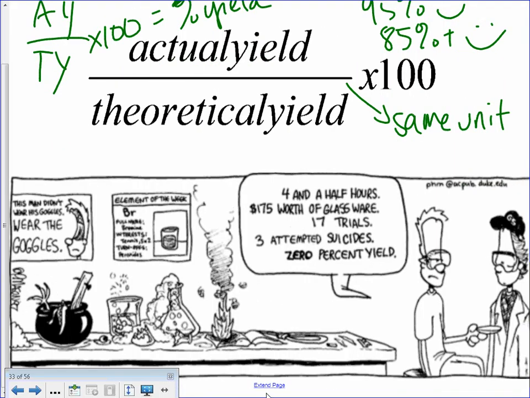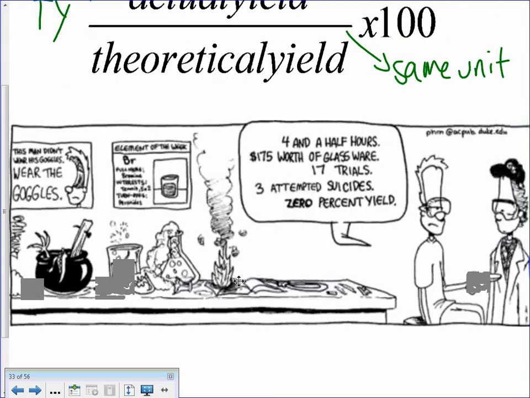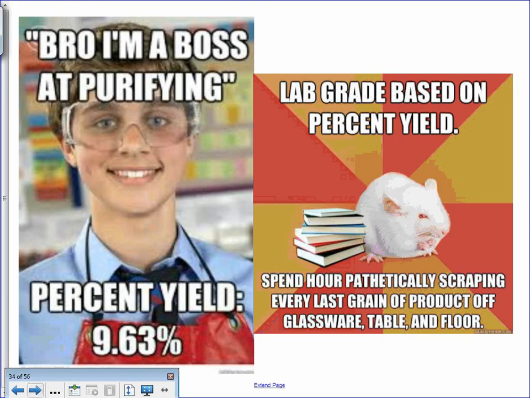Okay, so I've got a comic for you. 4.5 hours in the lab, $175 worth of glassware, 17 trials, 3 attempted suicides, 0% yield. Because this is sometimes a little rough, sometimes a lot. So anyway, that's my chemist guy. And then from a comic about purifying a product, percent yield, 9.63. So sometimes it's not great. And then lab grade based on percent yield: spend an hour pathetically scraping every last grain of product off the glassware. Sorry, we do that in AP Chem because I give them extra credit. They get the best percent yield on some of their labs, and they're really trying.